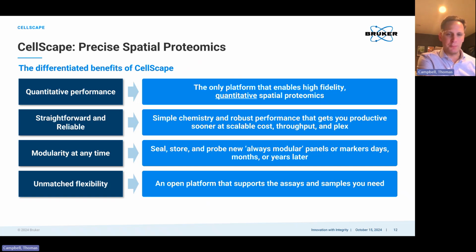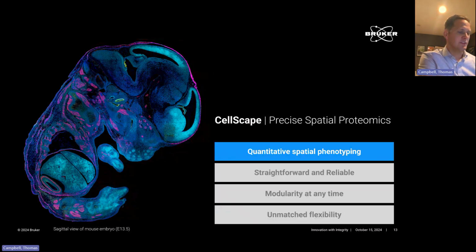And then with this simple chemistry, we get quite a bit of flexibility, really designed with an open platform in mind that allows customers to expand the utility of the box and support other types of less conventional assays. So these are the four main points that I want to talk through, and we'll go through them one by one, starting with quantitative performance.